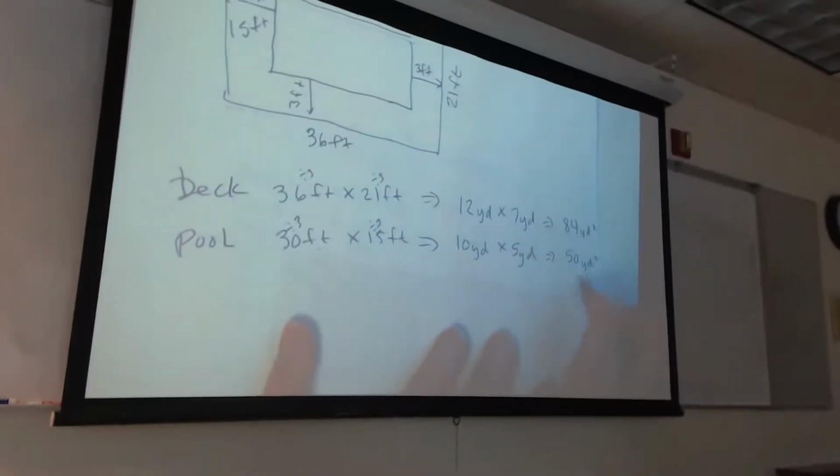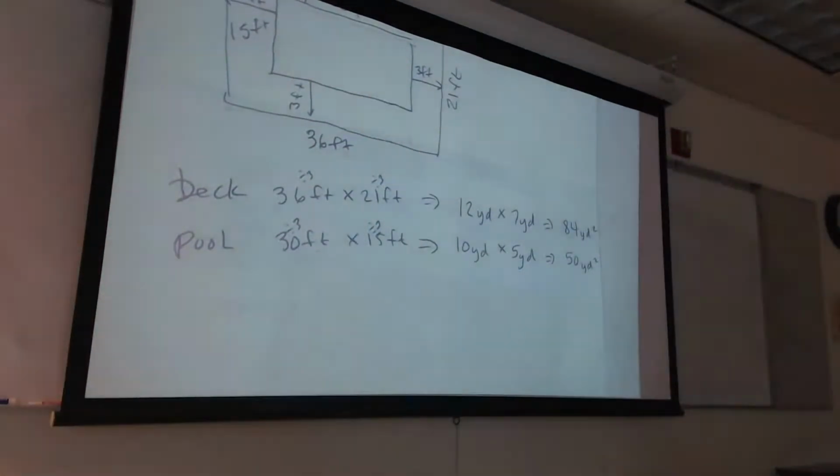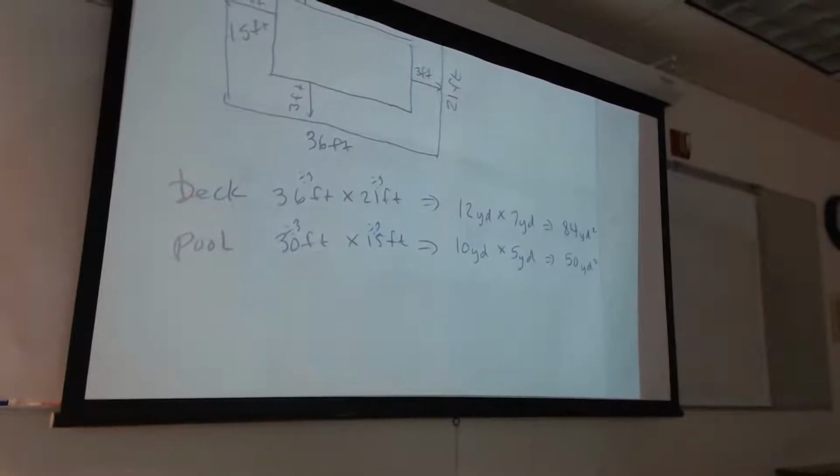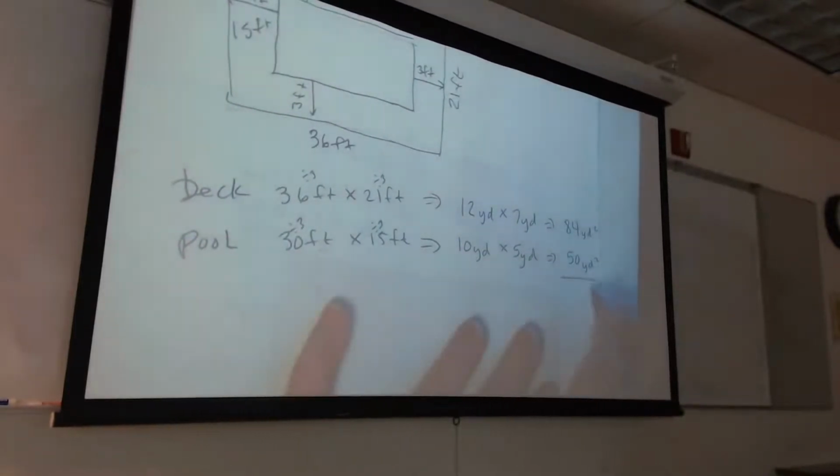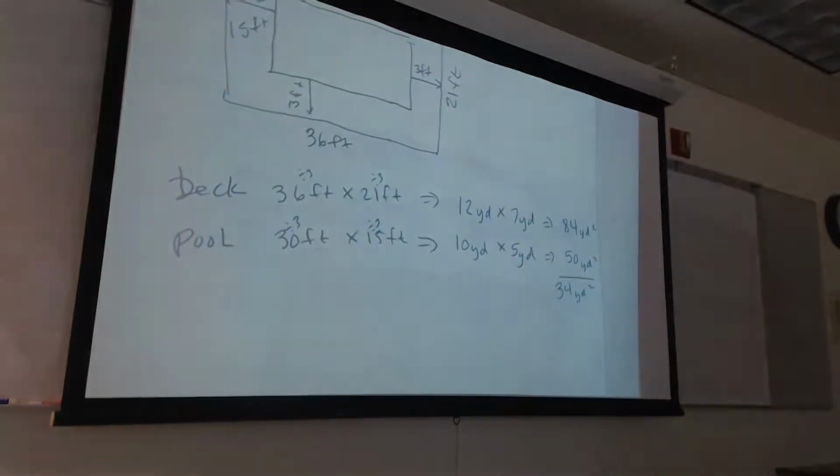We can subtract them, right? Do you understand why we're subtracting it? Because we've got the area of the deck, 84, but that's the whole area of the deck. And we need to subtract the area of the pool because we only want the deck. Obviously, we're not putting wood on the pool. I guess you could make a cover. We're not making a cover. We're just putting a deck. So if you subtract them, how much is left? 34. So we have 34 square yards, which is the actual deck we need to make.